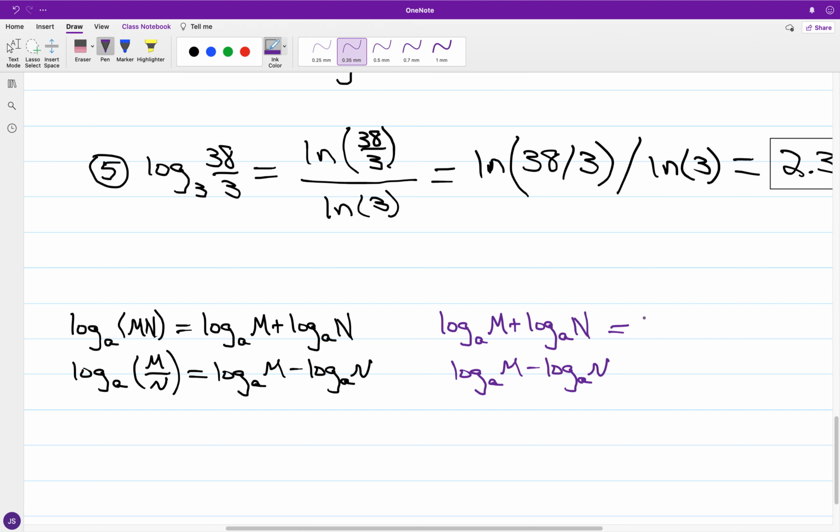Yeah, so in the reverse, okay, so you have addition is going to imply multiplication whenever you're consolidating as a single base A logarithmic term. And again, subtraction implies division.